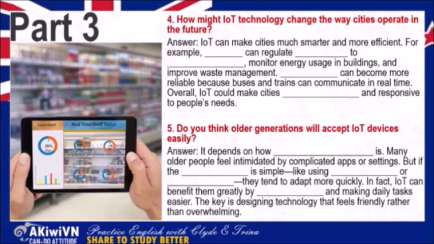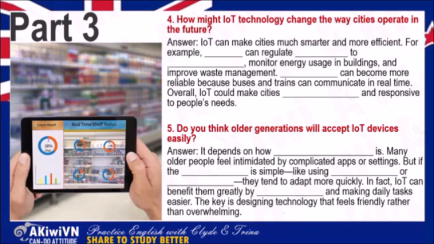Question 5. Do you think older generations will accept IoT devices easily? Answer. It depends on how intuitive the technology is.